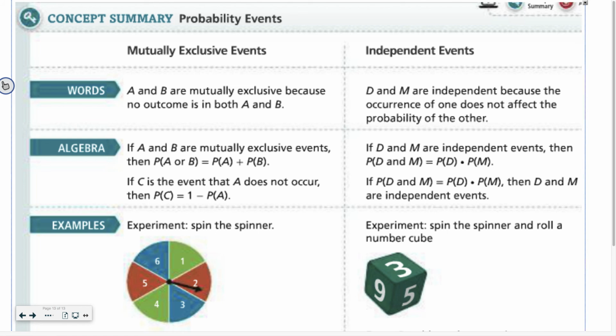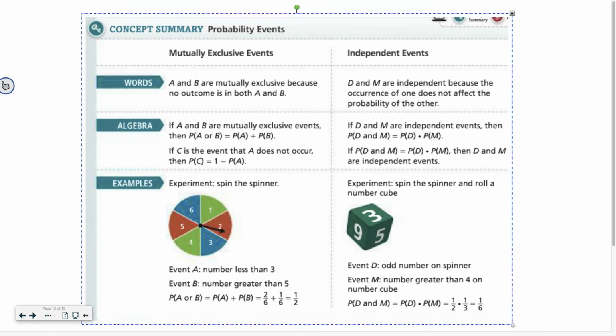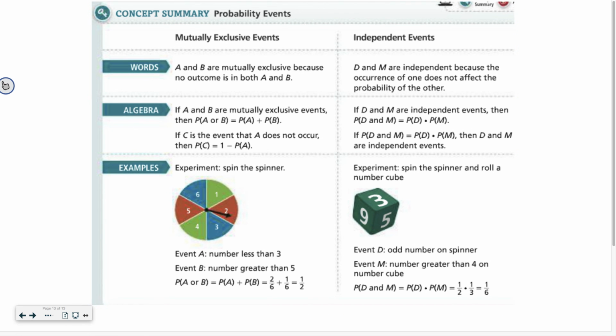All right, and for those of you that still do the screenshots of the concept summaries, here is a great concept summary. It helps you remember some of the symbols and the little details that go along with some of the vocab and problems.